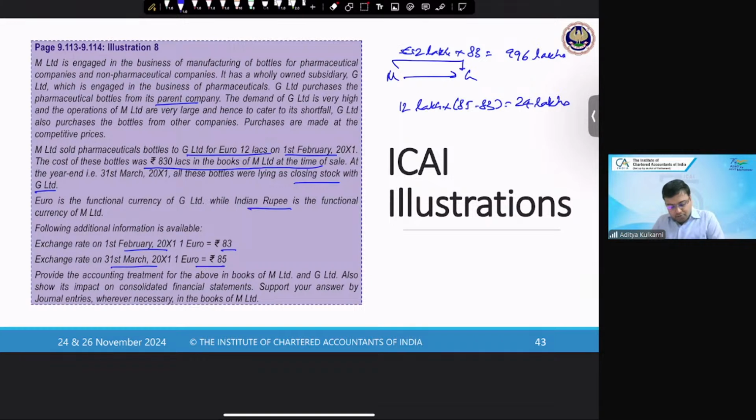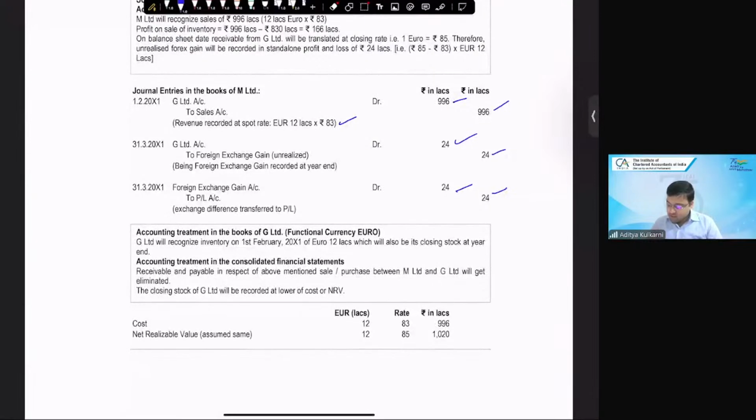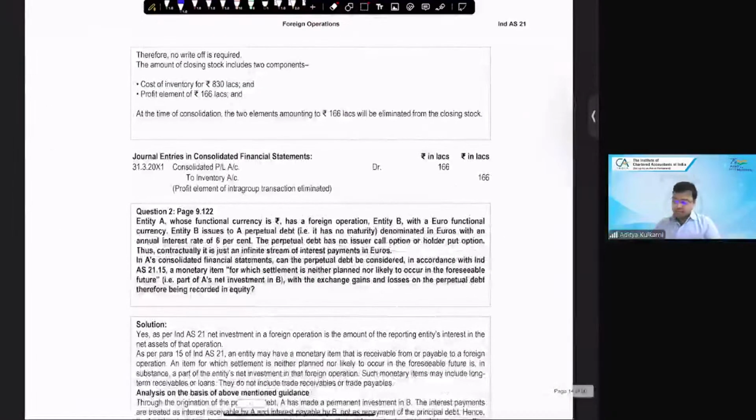All right. Now, in the books of G Limited, it will recognize inventory of 12 lakh euros, which will also be the closing stock if it is unsold. Okay. Accounting treatment in consolidated financial statements: receivables and payables between M and G get eliminated. Closing stock of G will be at lower of cost or NRV. Is it okay? Yes, sir. Clear.